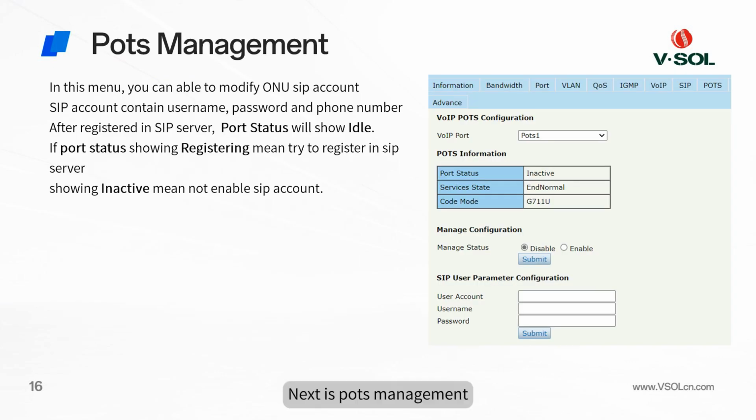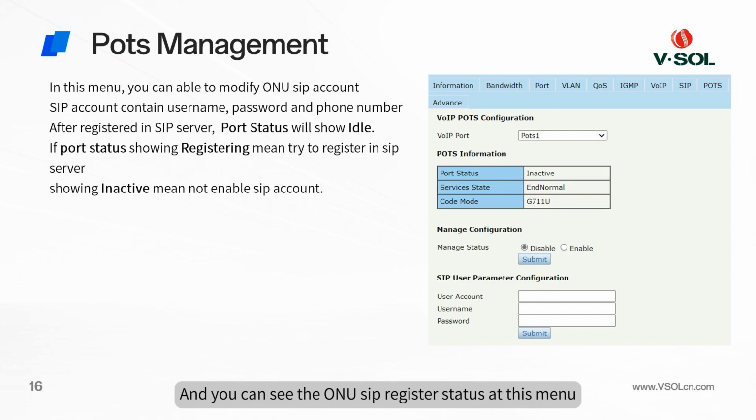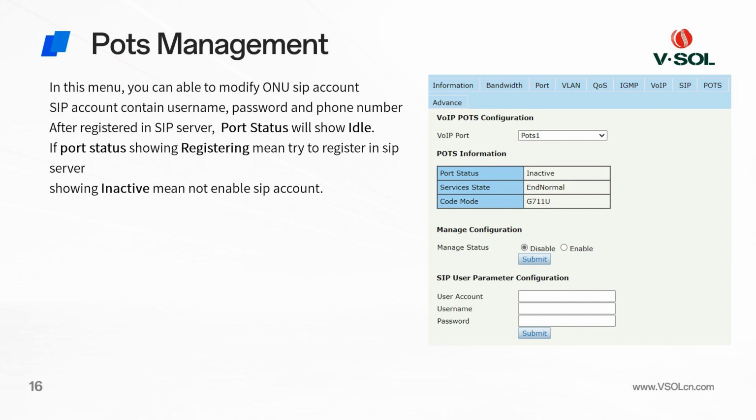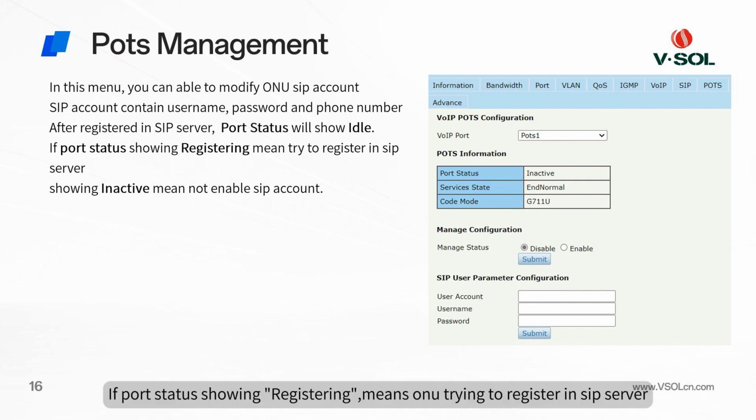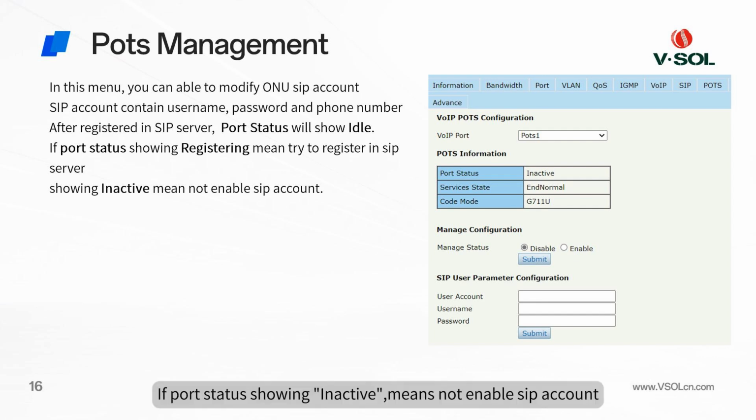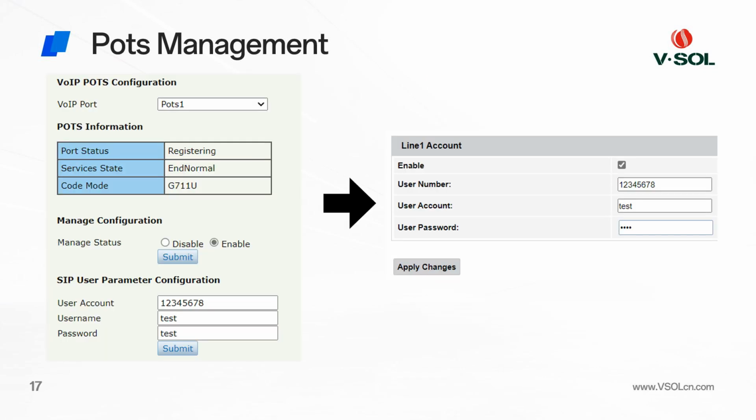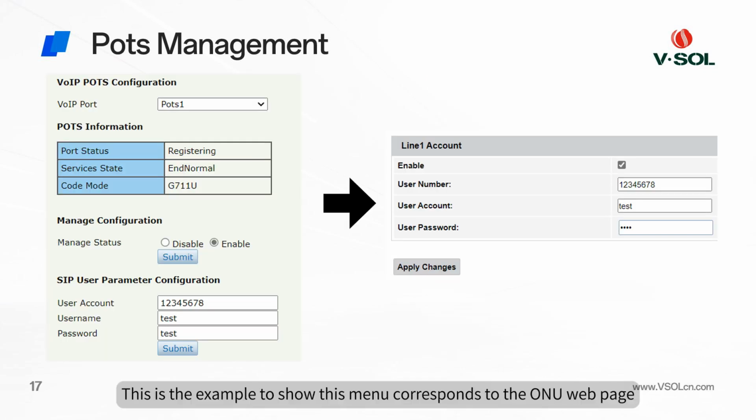Next is POTS management. In this menu, you are able to modify ONU SIP account. And you can see the ONU SIP register status at this menu. If the POTS status shows idle, it means ONU is already registered in SIP server. If port status shows registering, it means ONU is trying to register in SIP server. If port status shows inactive, it means SIP account is not enabled. This is the example to show this menu corresponds to the ONU web page.